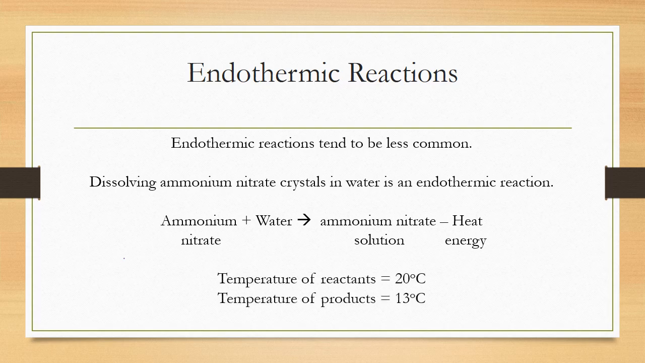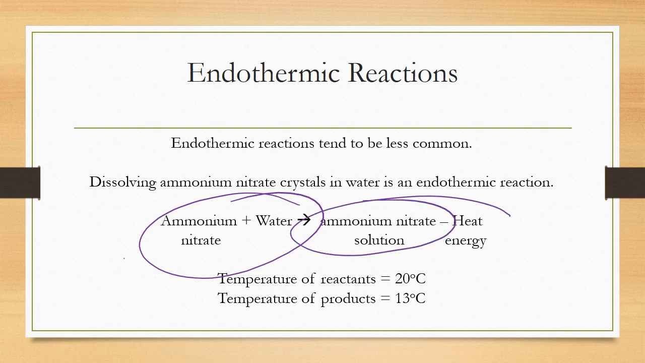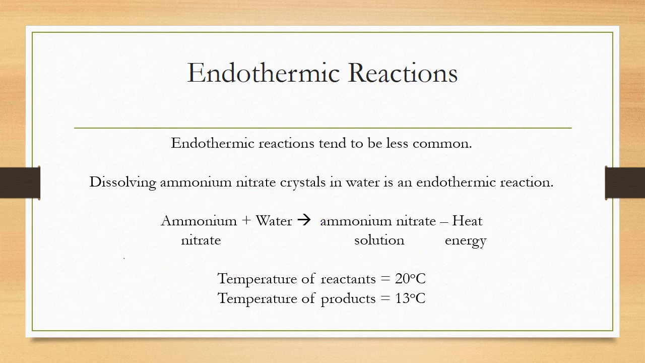So the temperature of the reactants, ammonium nitrate plus water, is around about 20 degrees, depending on the amount of water you've got. And the temperature of the products, okay, so energy is not a product, so it's only the ammonium nitrate solution, is going to be around about 13 degrees, again, depending how much you've got in the test tube. Okay, so there's a 7-degree difference. And that 7-degree difference is being used by the reaction to allow the reaction to occur. So it actually is taking energy from the surroundings. So that's your minus heat energy, rather than giving it.